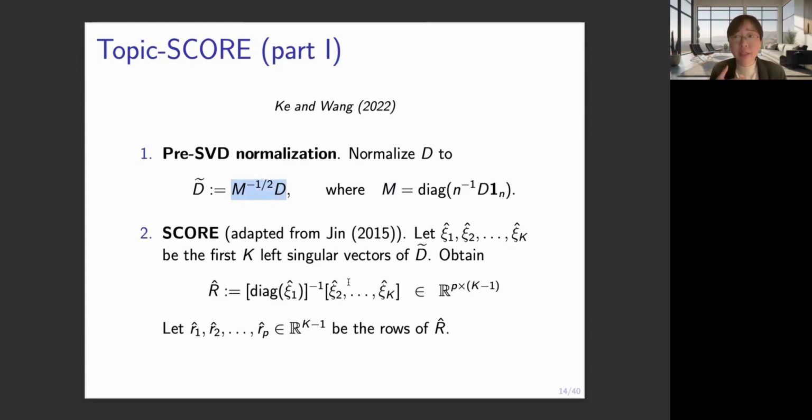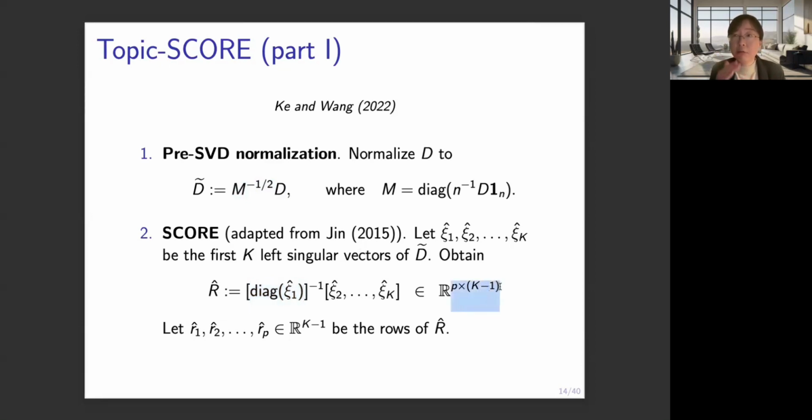After I do SVD, I get the K leading left singular vectors. But the heterogeneity still exists. So to further remove heterogeneity, I do a post-SVD normalization. In this normalization, I use the first singular vector to normalize the remaining singular vectors entry by entry. This normalization is now well known in network data analysis, called SCORE normalization. I just adapted it to text analysis. After this, I get a P by K minus 1 matrix.